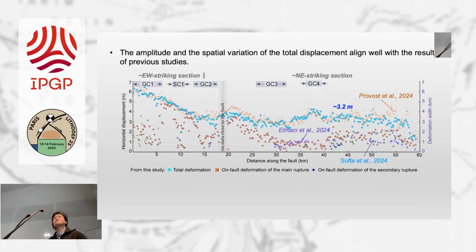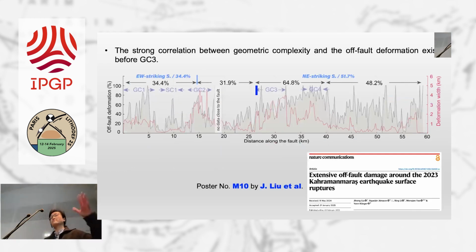We also compared our measurements with the previous study. We can say the amplitude and the spatial variation of our total displacement almost align well with the results from Floris, who used the 10 meters displacement measurement. And our on-fault displacements are consistent with the field measurements done by these two groups. Then we calculate the off-fault deformation, which is shown as this green area.